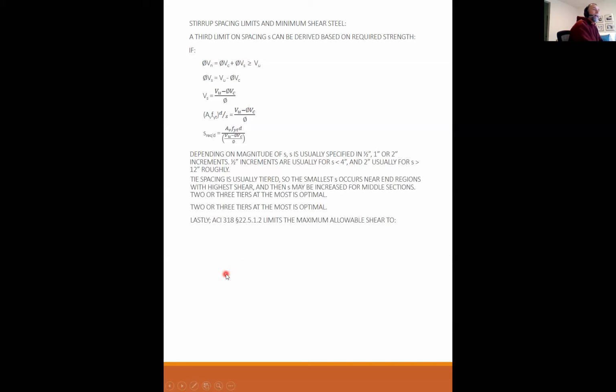And lastly, ACI 22.5.1.2 limits your maximum allowable shear to phi times (Vc plus 8 square root f'c bw d). So in other words, there's a maximum. You can't just keep pounding in more and more and more steel. Eventually, the thing's going to fail without even yielding the steel. So this is your maximum.